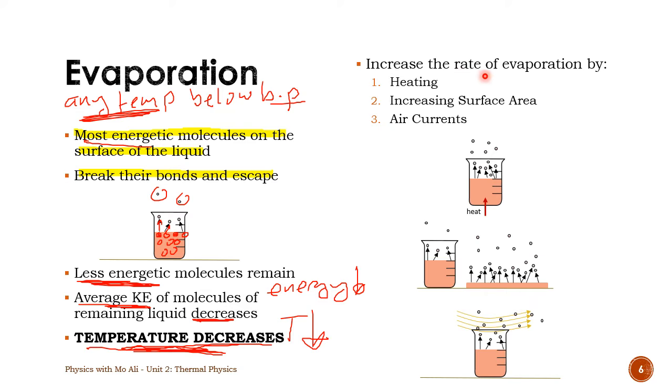Obviously, the opposite applies. If you want to make something evaporate a bit slower, you either cool it down, so less energy, you decrease the surface area, or you don't use air currents.